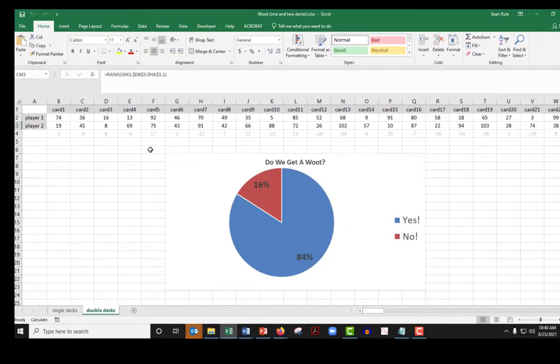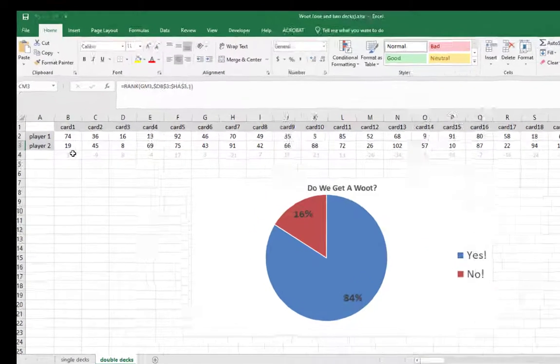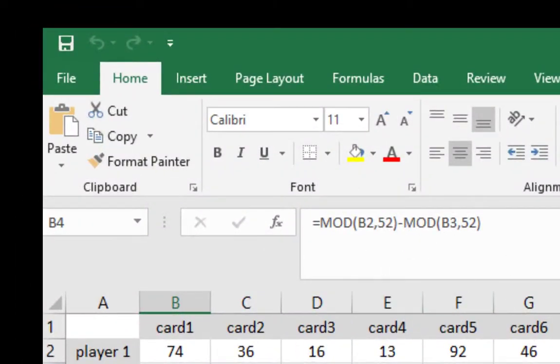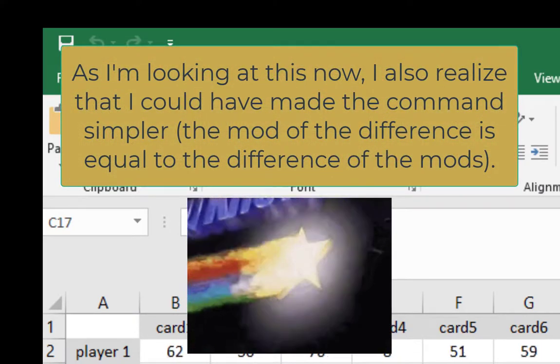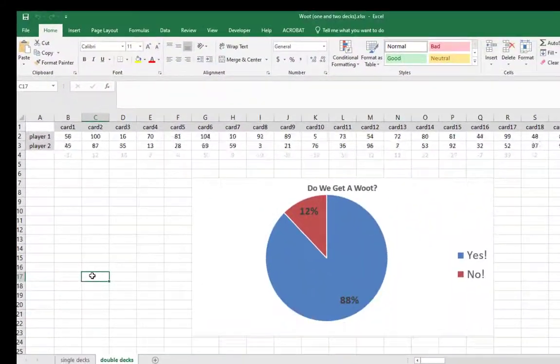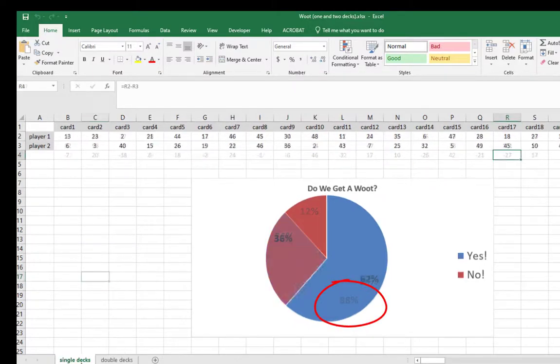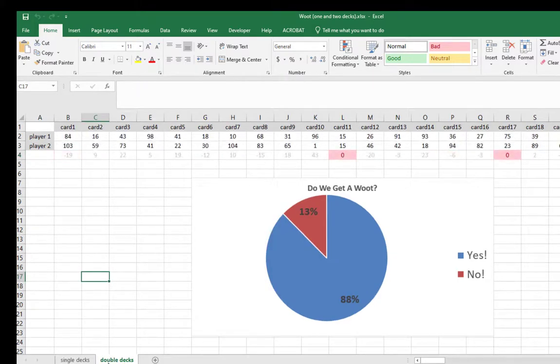And I had to learn some new Excel coding, which was fun. There ends up being a modular arithmetic command, which I didn't know, which makes the problem really easy to code. But I'll be damned if you take a look at this right here. It looks like the probability of getting a Woot with 2 decks is about 7/8 instead of about 2/3 with a single deck. So Paul's little gut feeling was that it goes up, and I'll be damned. It sure looks like it does.